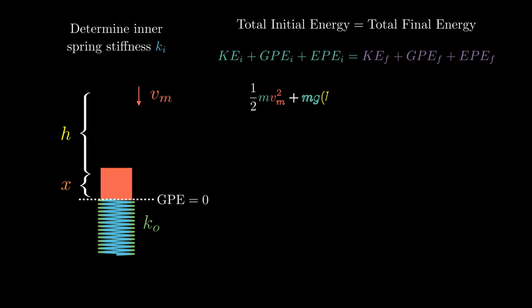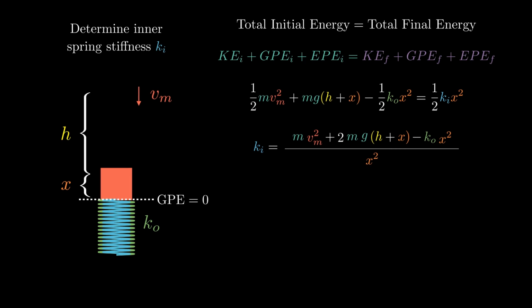After simplifying the equation, we can then solve to find the unknown variable ki. As you can see, through careful application of the principle of energy conservation, such questions can be easily solved.